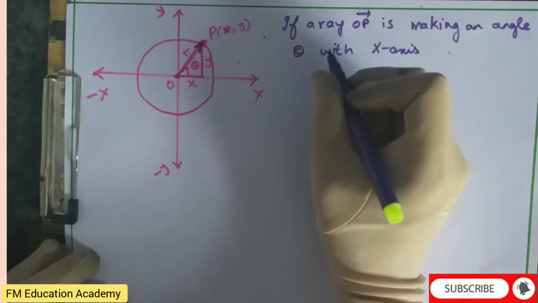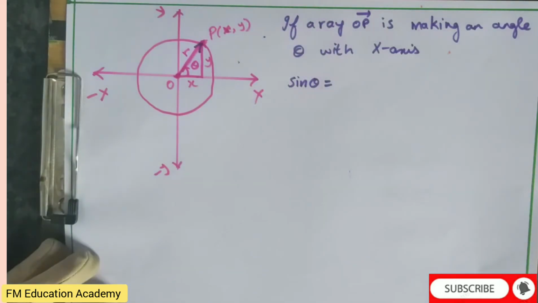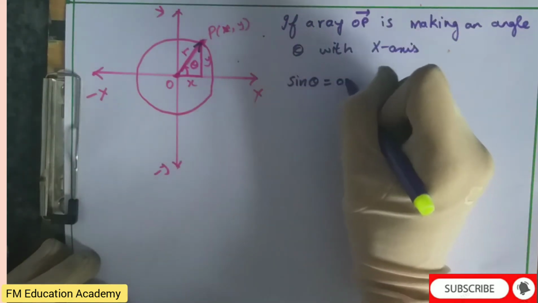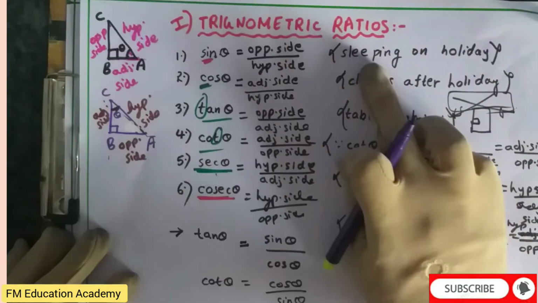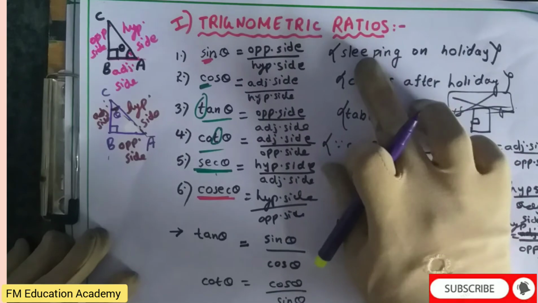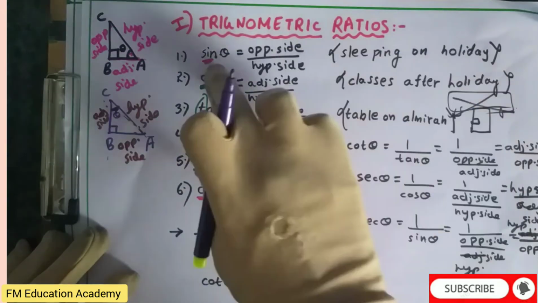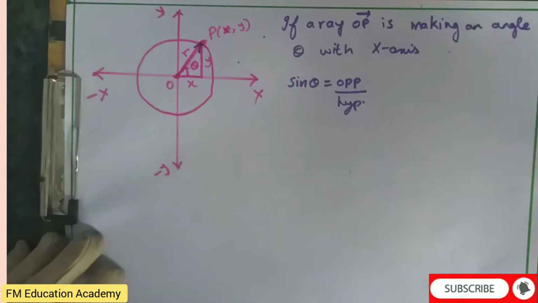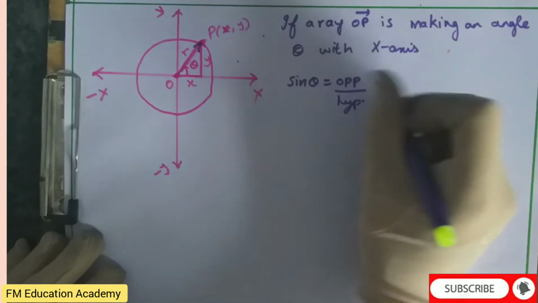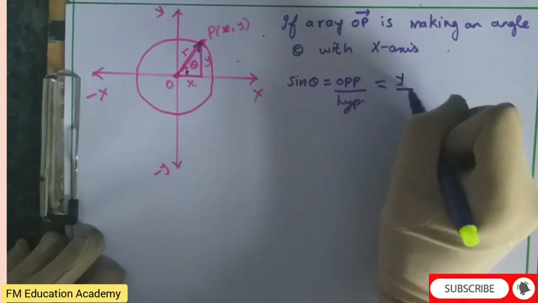Remember what we saw? Sine theta, cos theta, all that. What is the sine theta formula? We know sine theta is equal to opposite side by hypotenuse. Remember I told you to learn: sleeping on holiday. Sine theta is opposite by hypotenuse. So what is the opposite side here? If this is my theta, the opposite side is y. So y by what is the hypotenuse? r.